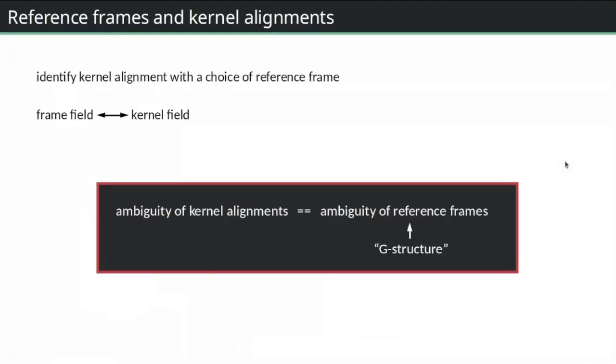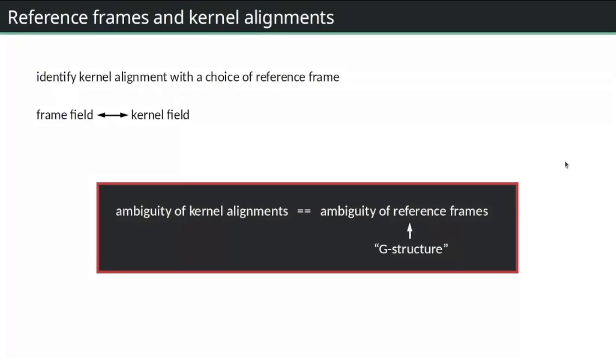And since we now identified the ambiguity of the kernel alignments with the ambiguity in the choice of reference frames, we have to look into how far the choice of reference frames is ambiguous. And this is formalized by something called a G-structure.